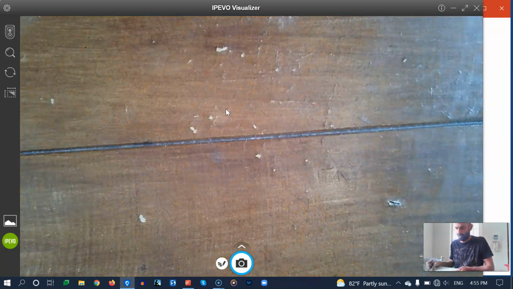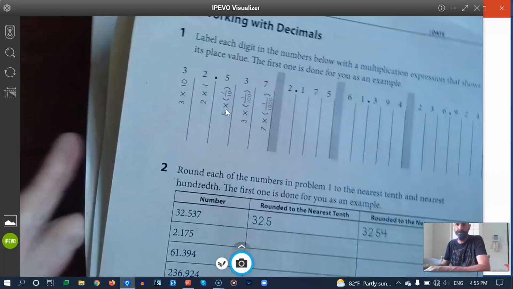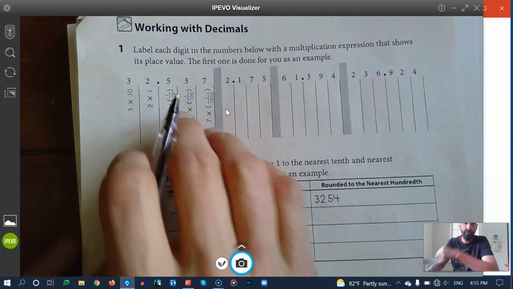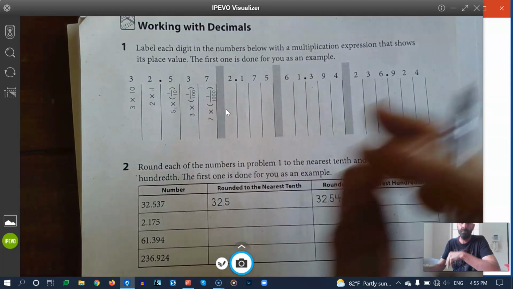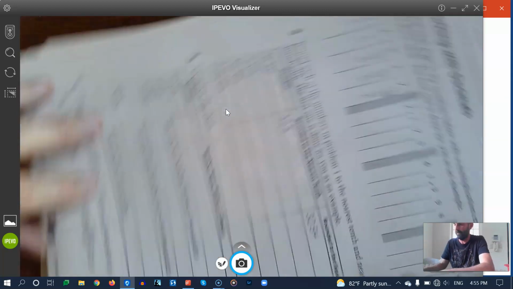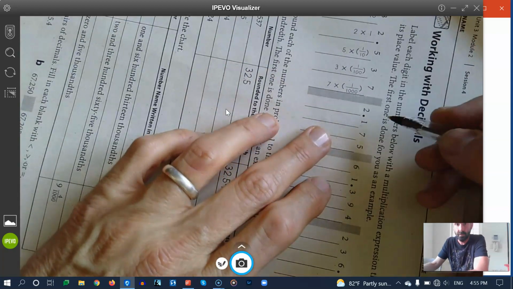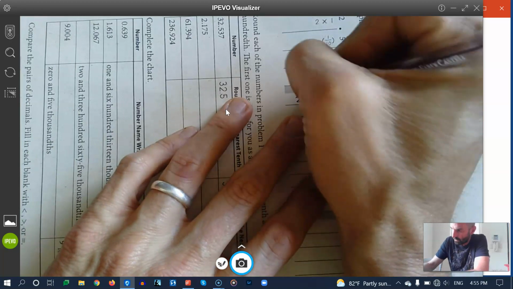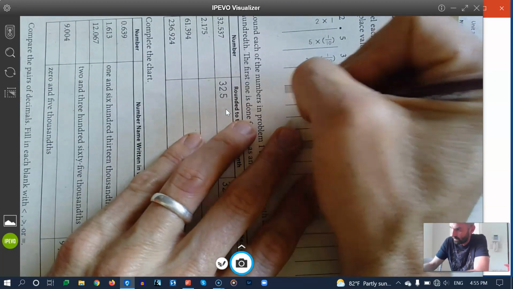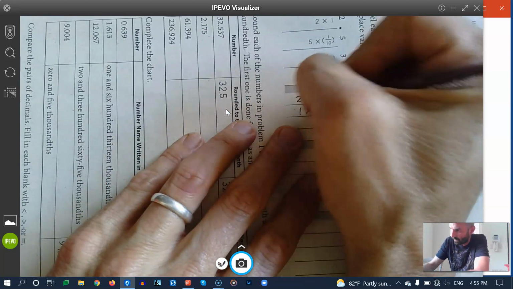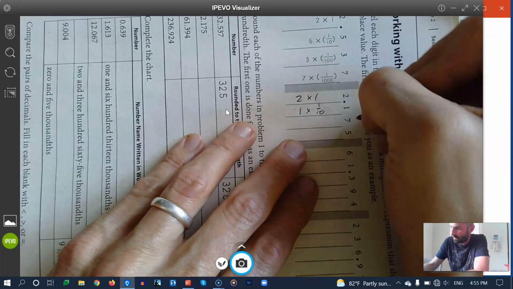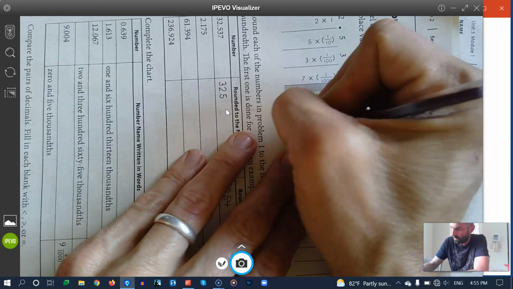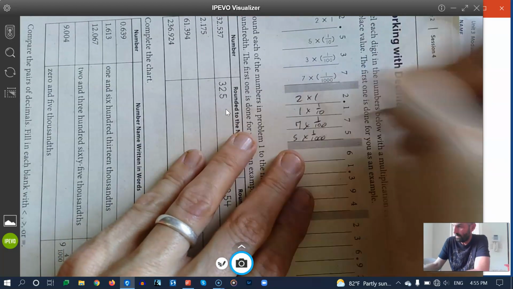Working with decimals, the last page is here. All right, so this one I'm putting the expression. This is 2 and 175 thousandths. So this is 2 times 1. This is the tenths, so this is 1 times 1/10. This is hundredths, 7 times 1 over 100. This is thousandths, 5 times 1 over 1,000.